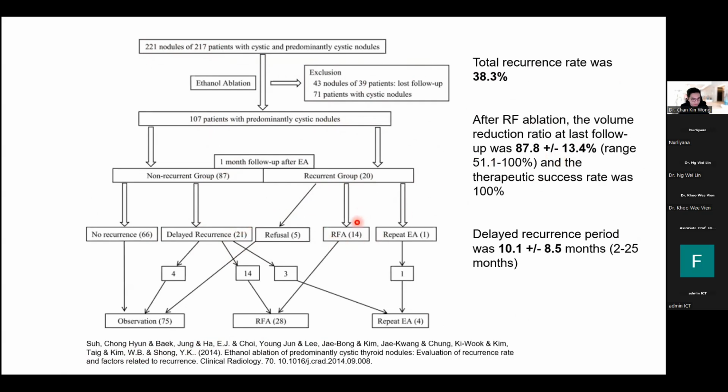Some of these patients went for RFA. After RF ablation, the therapeutic success rate was 100%, and the volume reduction rate was about 87.8%. The delayed recurrence period was about 10 months plus or minus 8.5 months.